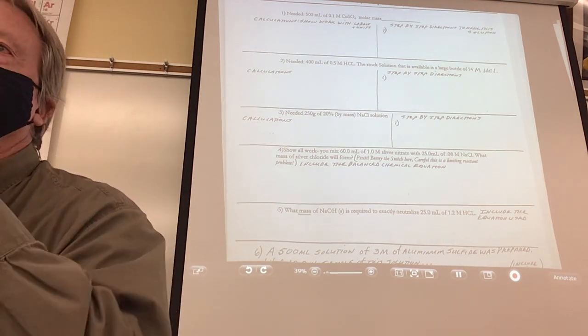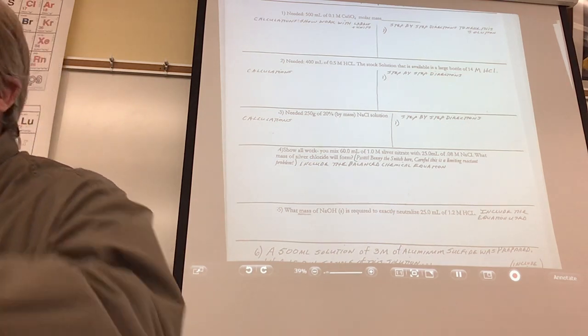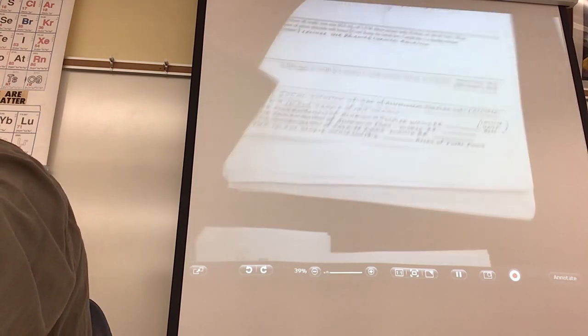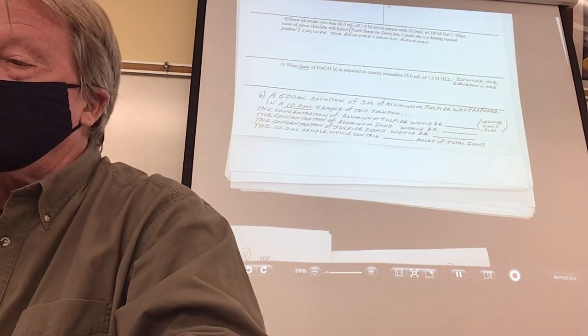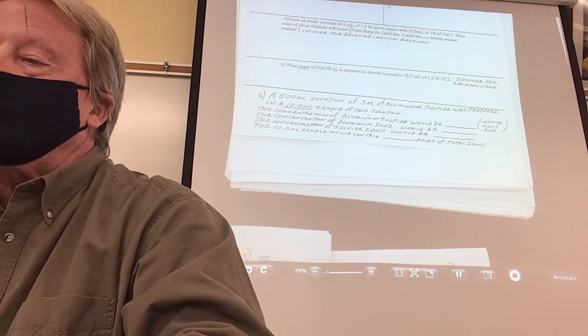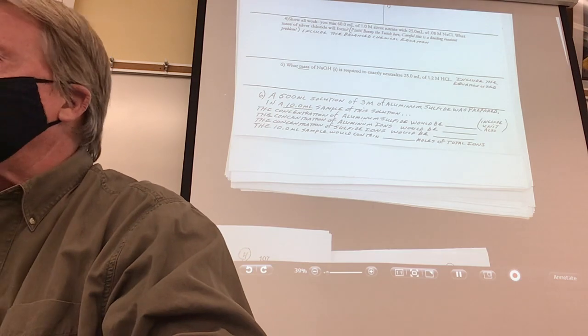Now, I put in there, that one does make you think a little bit. It's kind of like a problem solver. So let's take a look at it. It says here, what mass of NaOH is required to neutralize that? You did not have to use the acid-base neutralization equation. You did not have to.